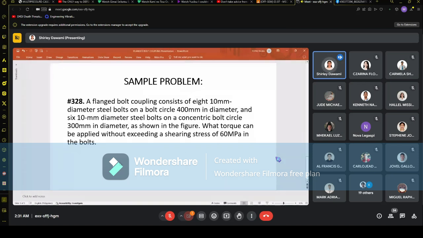Okay. A flanged bolt coupling consists of eight 10 mm diameter steel bolts on a bolt circle of 400 mm in diameter. Okay, the bolt circle is 400 mm. And six 10 mm diameter steel bolts on a concentric bolt circle 300 mm in diameter. So what torque can be applied without exceeding a shearing stress of 60 MPa in the bolts? So open your notebooks.